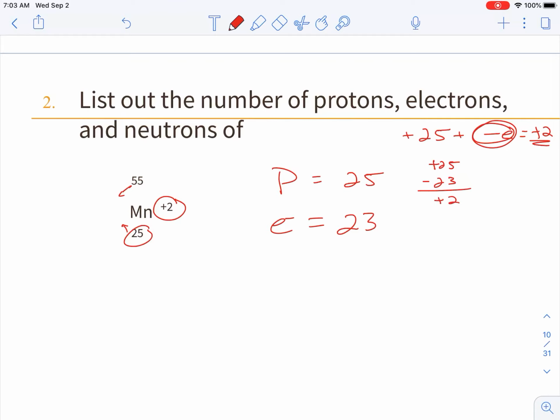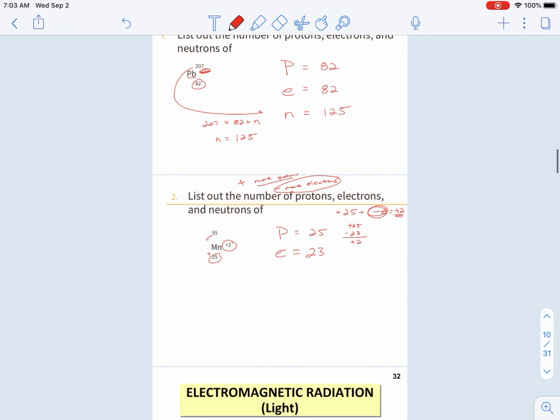If I was to have a charge of -2, then I would have two more negative electrons. So just a rule here: if I have a positive charge, more protons, and if I have a negative charge, I have more electrons present. And the only thing we can change to make these ions, either cation or anion, is the number of electrons, because if you change the number of protons, you change the element.